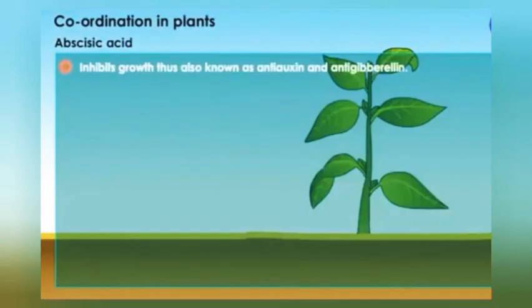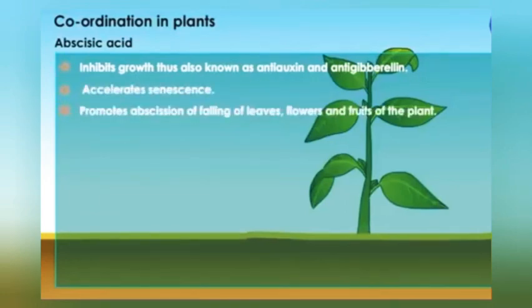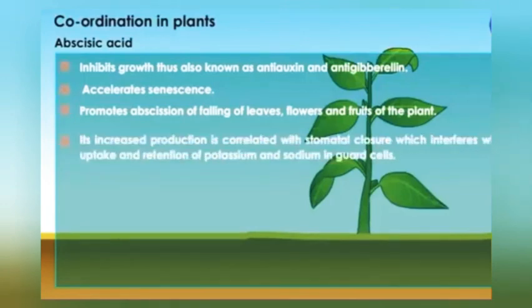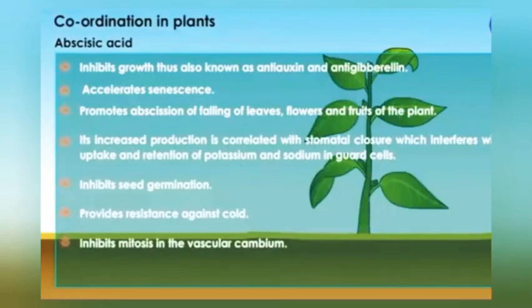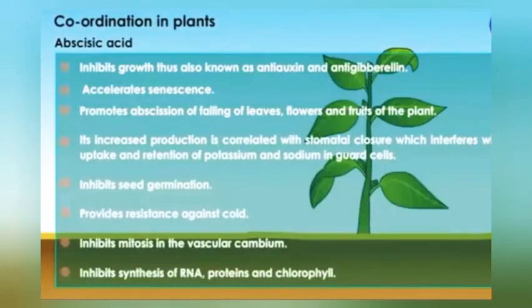Abscisic acid inhibits growth, thus also known as antioxidant and anti-gibberellin. Accelerates senescence. Promotes abscission or falling of leaves, flowers and fruits of the plant. Its increased production is correlated with stomatal closure, which interferes with uptake and retention of potassium and sodium in guard cells. Inhibits seed germination. Provides resistance against cold. Inhibits mitosis in the vascular cambium. Inhibits synthesis of RNA, proteins, and chlorophyll.